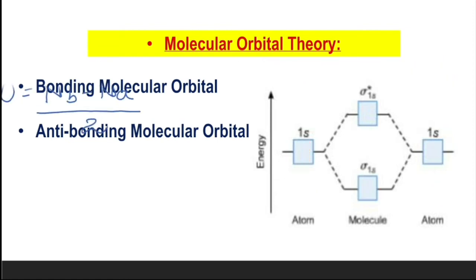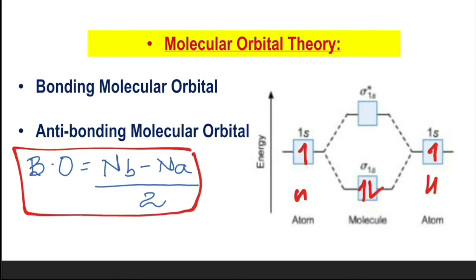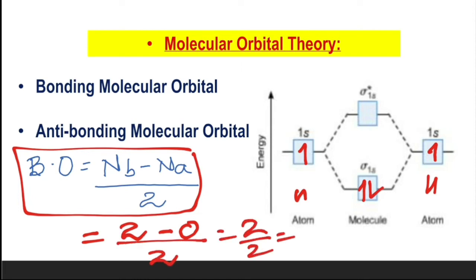Now with this we can calculate bond order as well. So the formula to calculate bond order is (Nb minus Na) divided by 2, that is number of electrons in bonding molecular orbital minus number of electrons in anti-bonding molecular orbital, divided by 2. Now in this case we have 2 electrons in the bonding molecular orbital, but we have no electron in the anti-bonding, and it is divided by 2. This gives me 2 by 2, which is equal to 1.